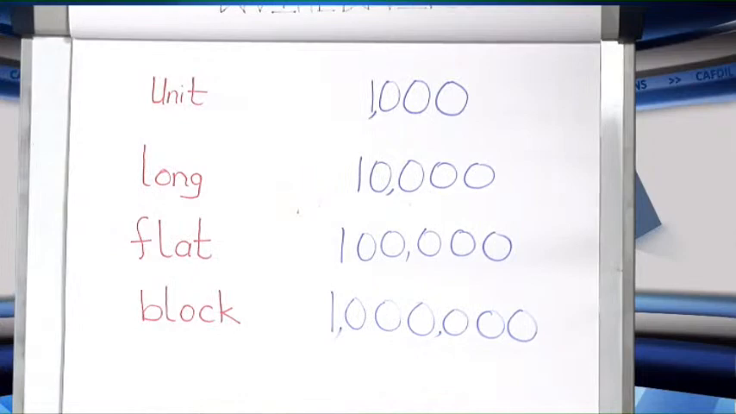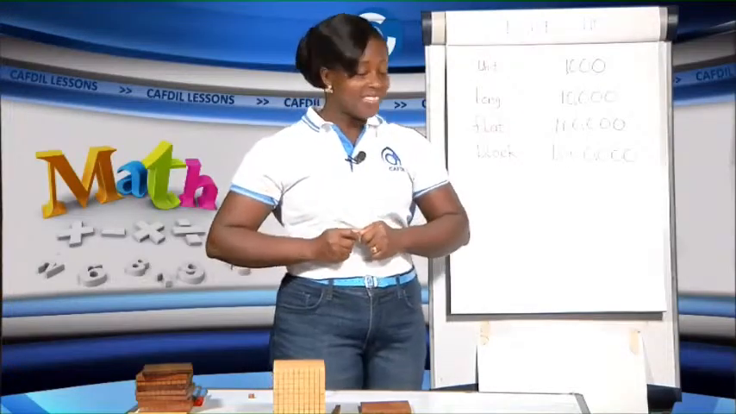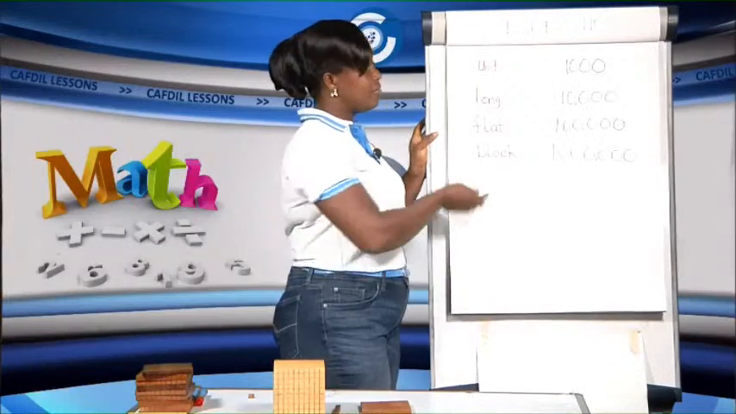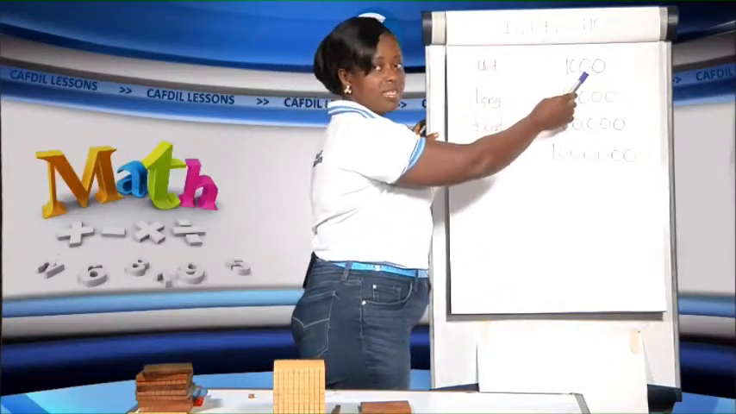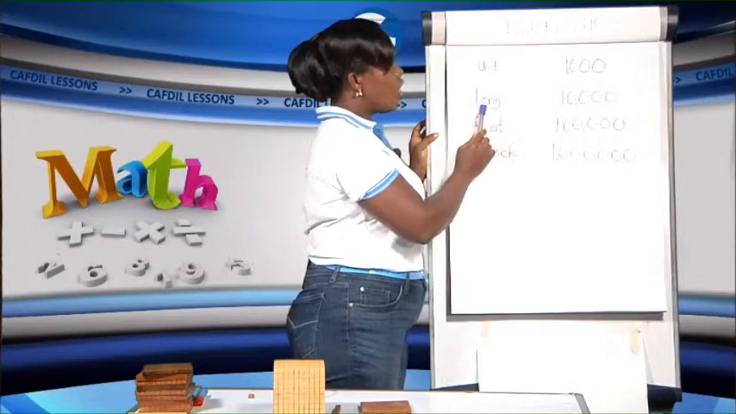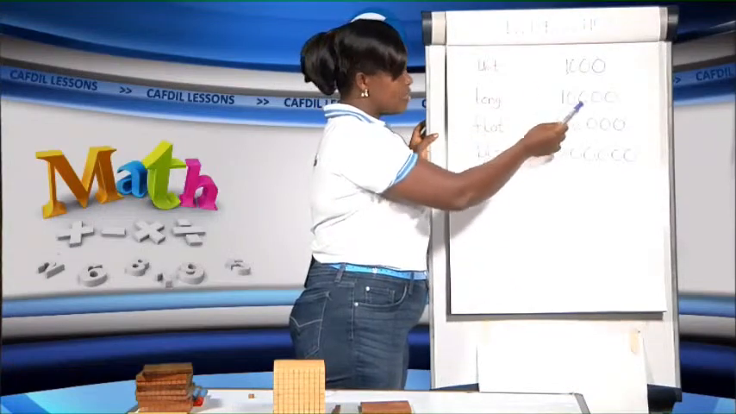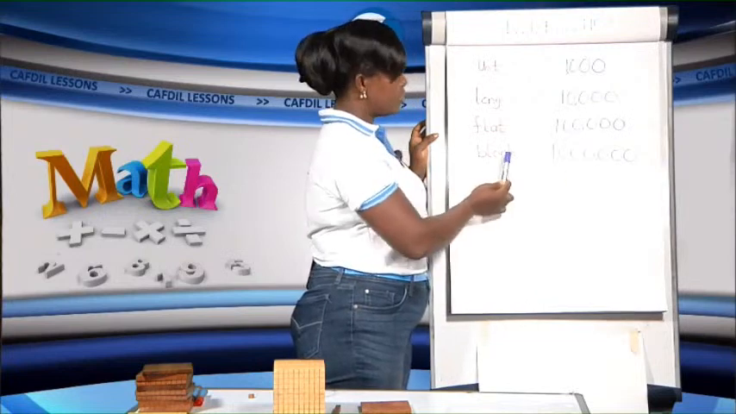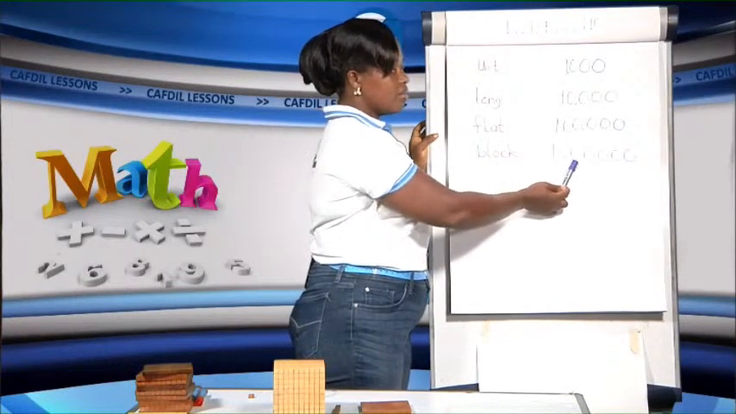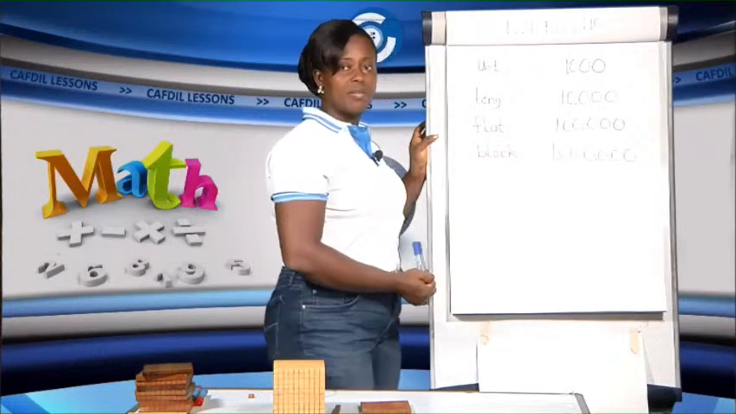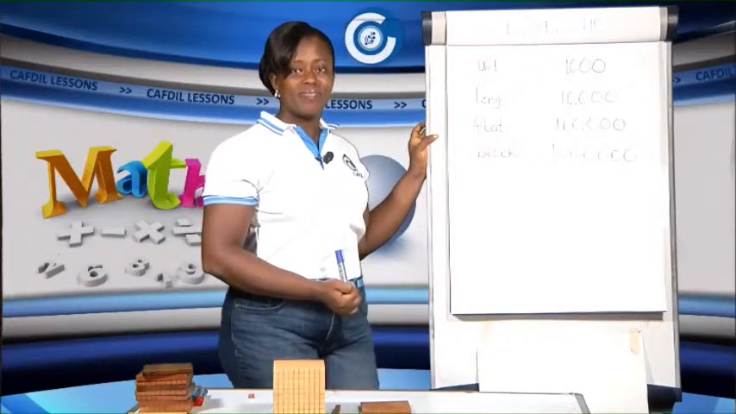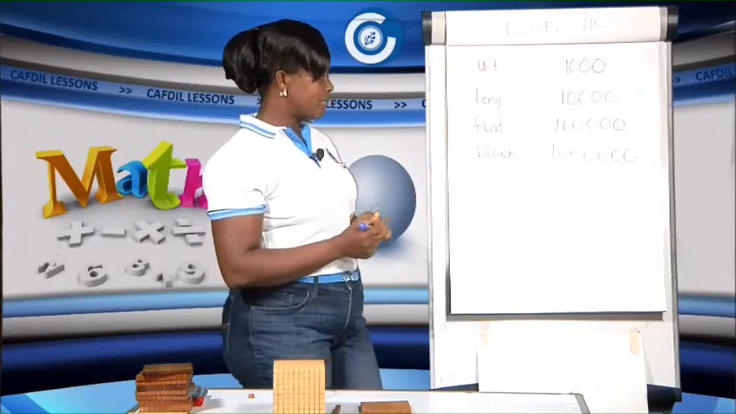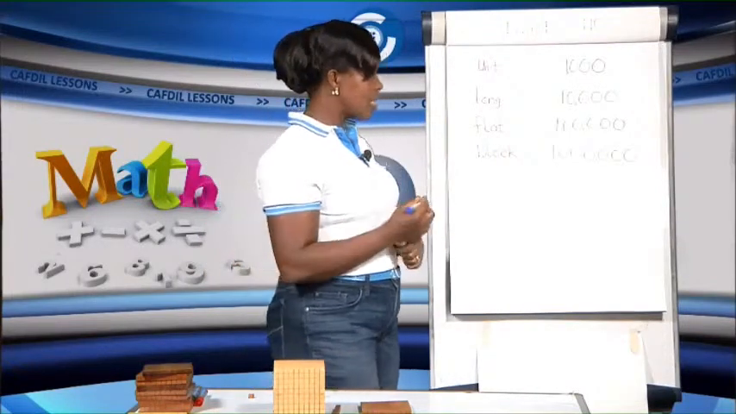And I hope you are following. So let's go through what we have done so far. A unit is 1,000, long is 10,000, flat is 100,000, and a block is 1 million. Good. Now let's do something here.